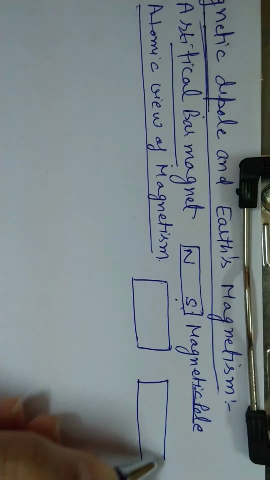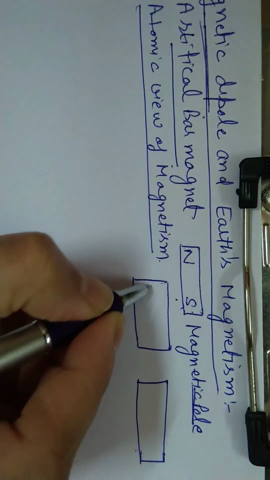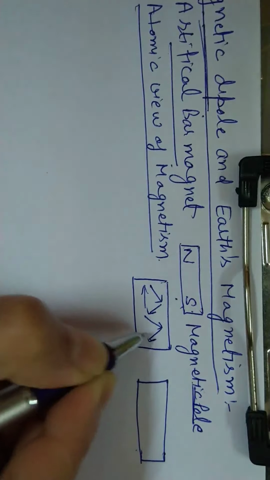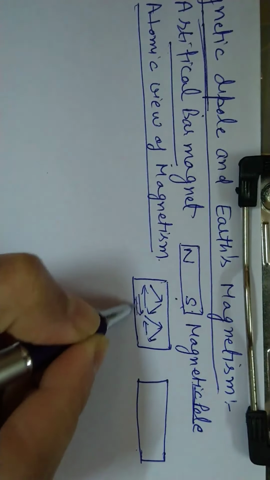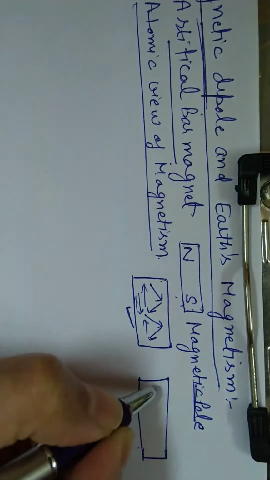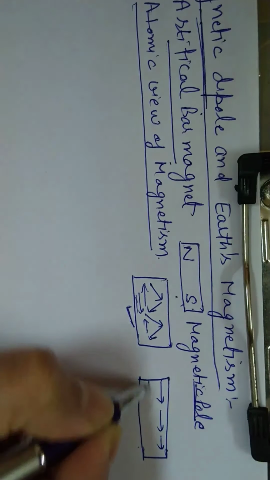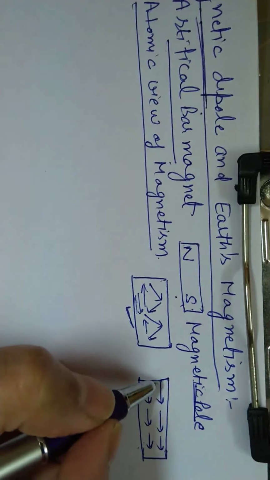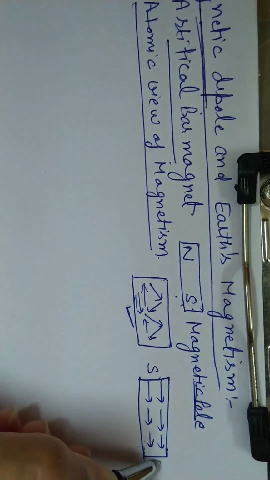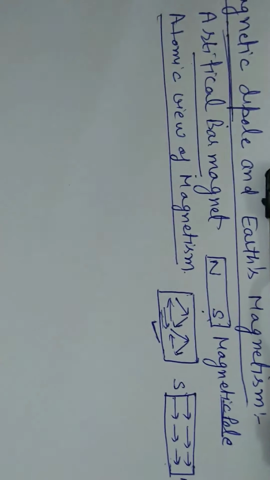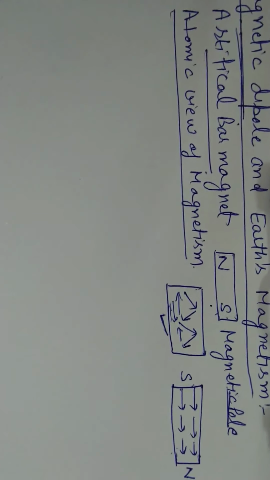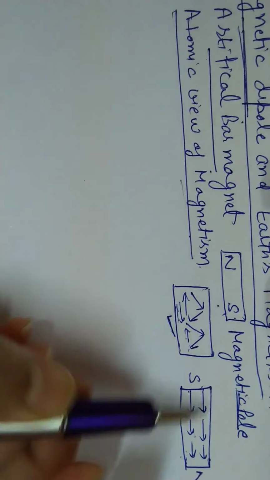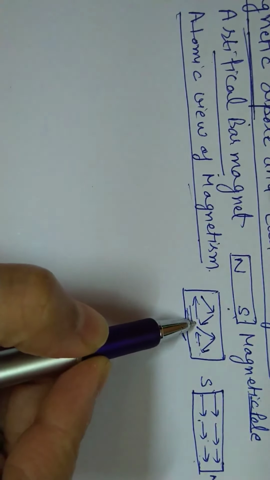Let us draw these arrows, that will be the magnetic elements, closed loops. This is non-magnetized material, but for magnetized, these arrows are aligned in a particular direction, like this, the tail being the south pole, and the arrowhead giving the north pole. So this is the atomic view of magnetism. This is the difference between magnetized and unmagnetized material.